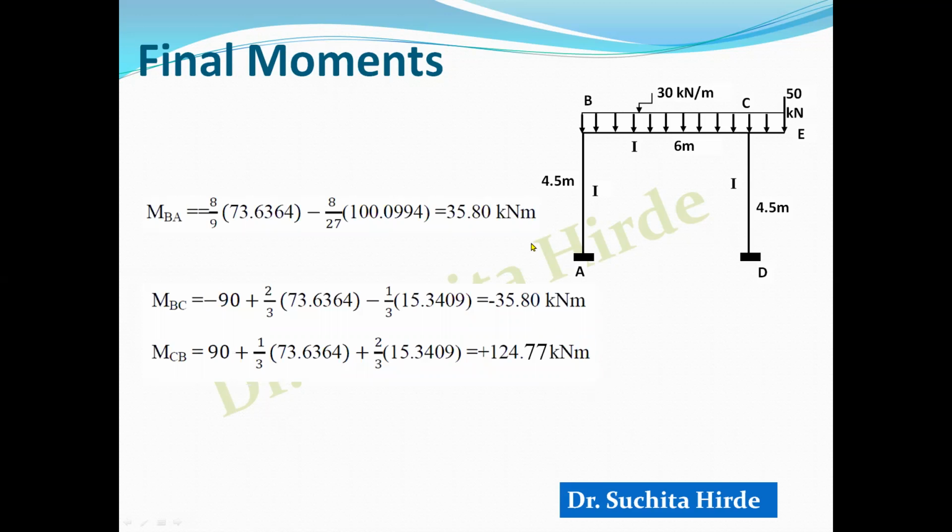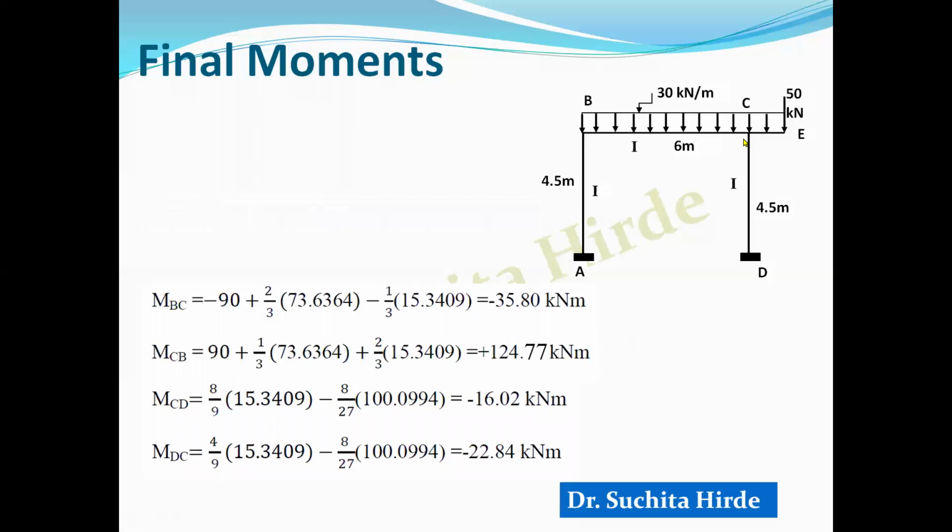Now after calculating the moment at the joint, you please check whether you are getting same magnitude and opposite sign or not. So here MBA is plus 35.80 and MBC is minus 35.80. Because we have applied equilibrium condition, MBA plus MBC is equal to 0. So if you add these two moments, you must get 0. Similarly, at joint C, if you add MCB plus MCD plus MCE, you must get 0. So these are the final moments in this frame.